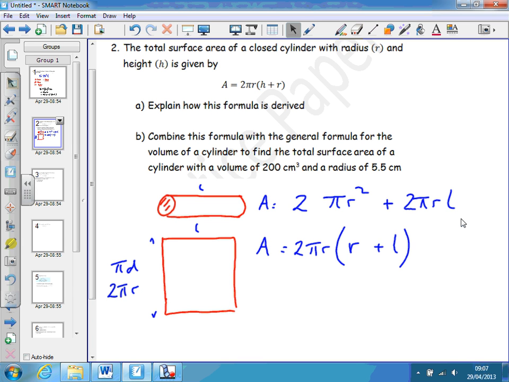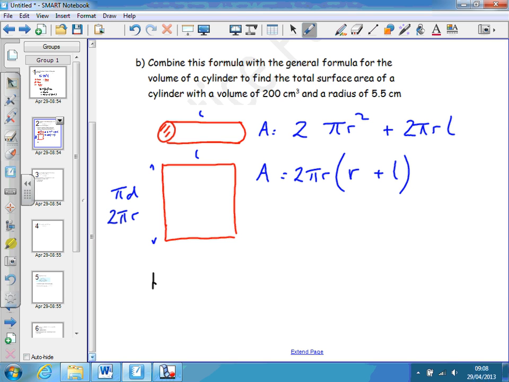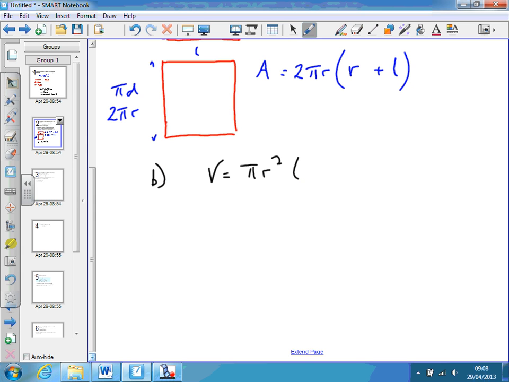Part B, combine this formula with the general formula for the volume of a cylinder to find the total surface area of a cylinder with a volume of 200 cubic centimetres and a radius of 5.5 centimetres. So, for part B, the first thing is to say, well actually, what is the formula for the volume? Pi r squared L. Combine that with the formula for the surface area of a cylinder. Well, we know what that is now. The surface area is 2 pi r, r plus L, where L is the length, H is the height.